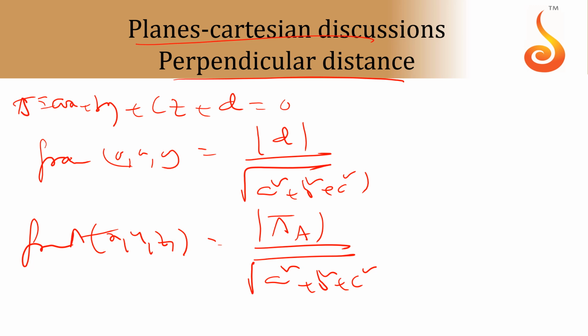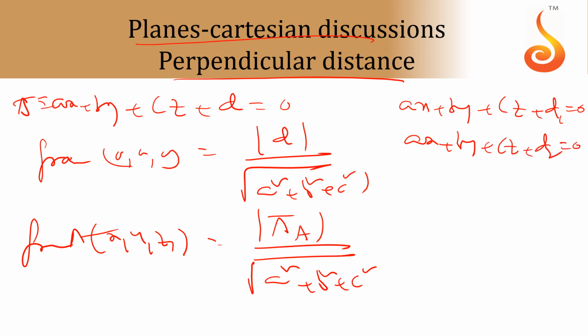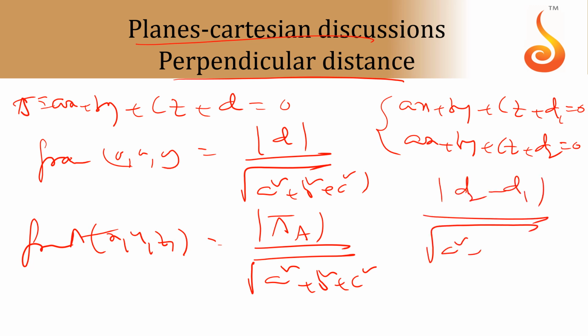Then if you have ax plus by plus cz plus d1 equal to 0, and ax plus by plus cz plus d2 equal to 0, these are parallel planes. Distance between parallel planes is modulus of d2 minus d1 by under root of a square plus b square plus c square.